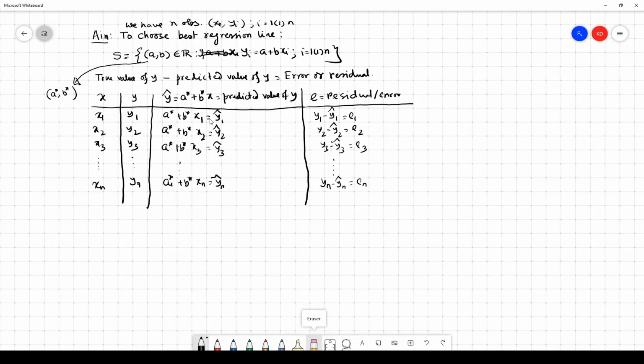Now I change the notation for this set A star, B star. To get the predicted value y hat, I denote this by y hat star. So this is y1 hat star, y2 hat star, y3 hat star, yn hat star.